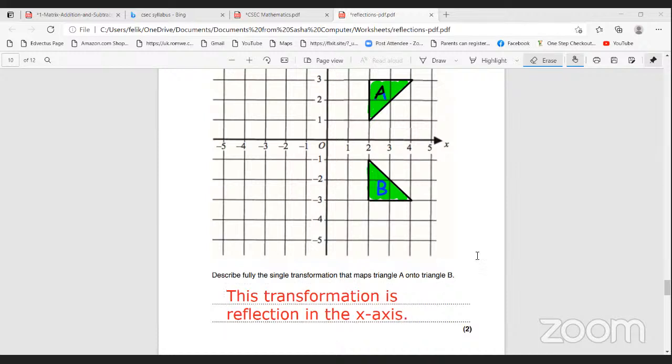So you get 1 point for saying what type of transformation it is, that it's a reflection, and 1 point for saying which axis it's reflected in.